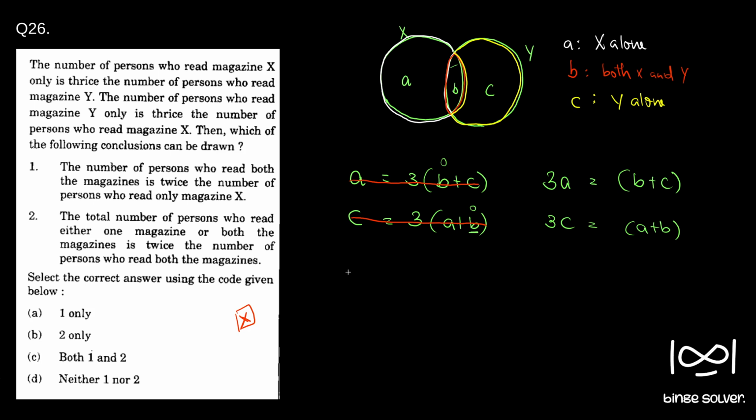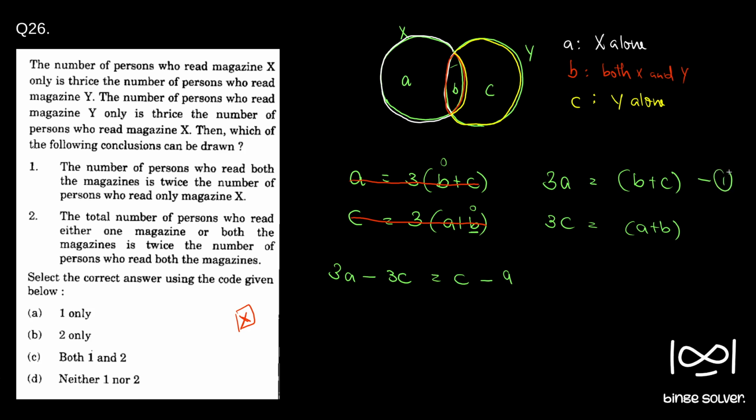We'll first see the relation between a and c. So we will first eliminate b. So we will subtract both. So we get 3a minus 3c. So b cancels, is equal to c minus a.